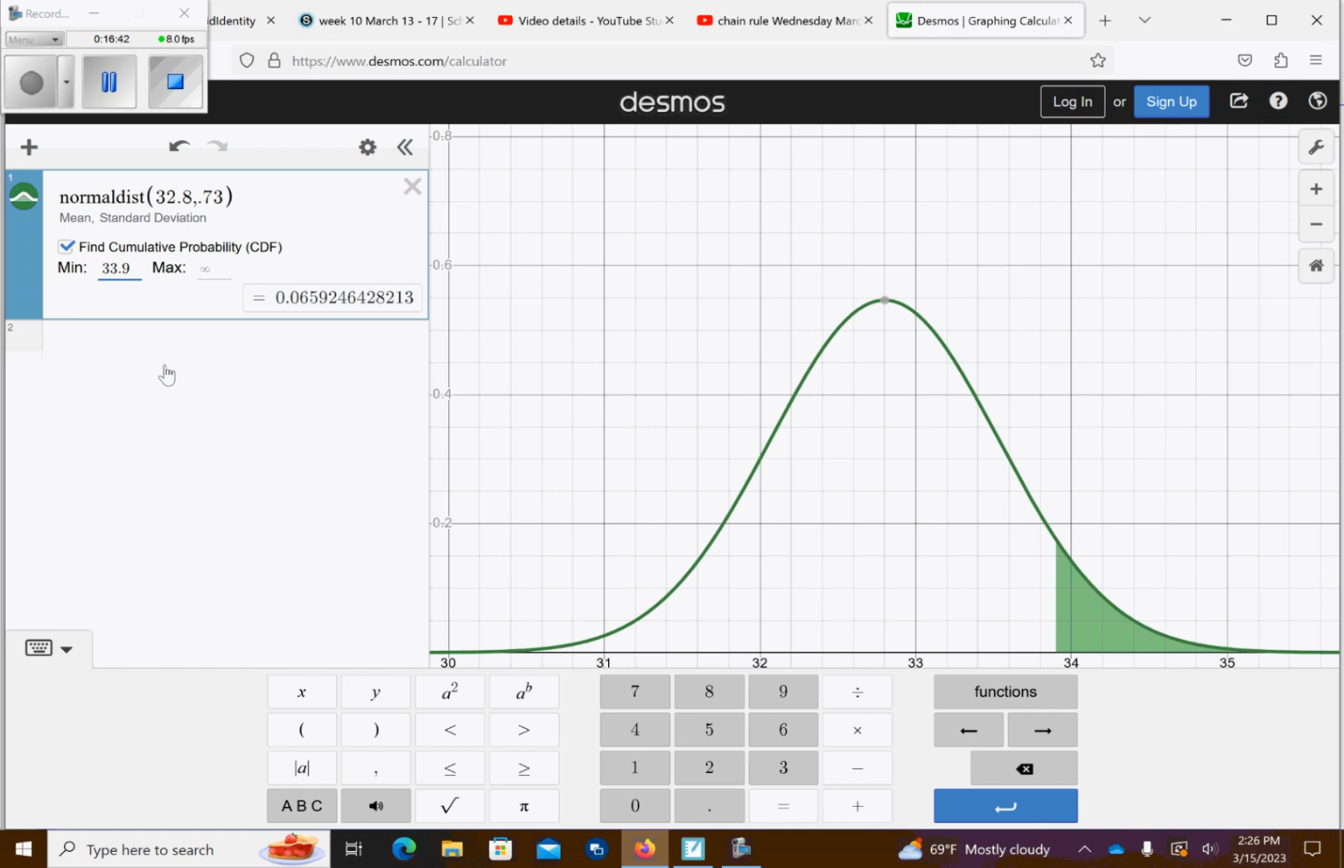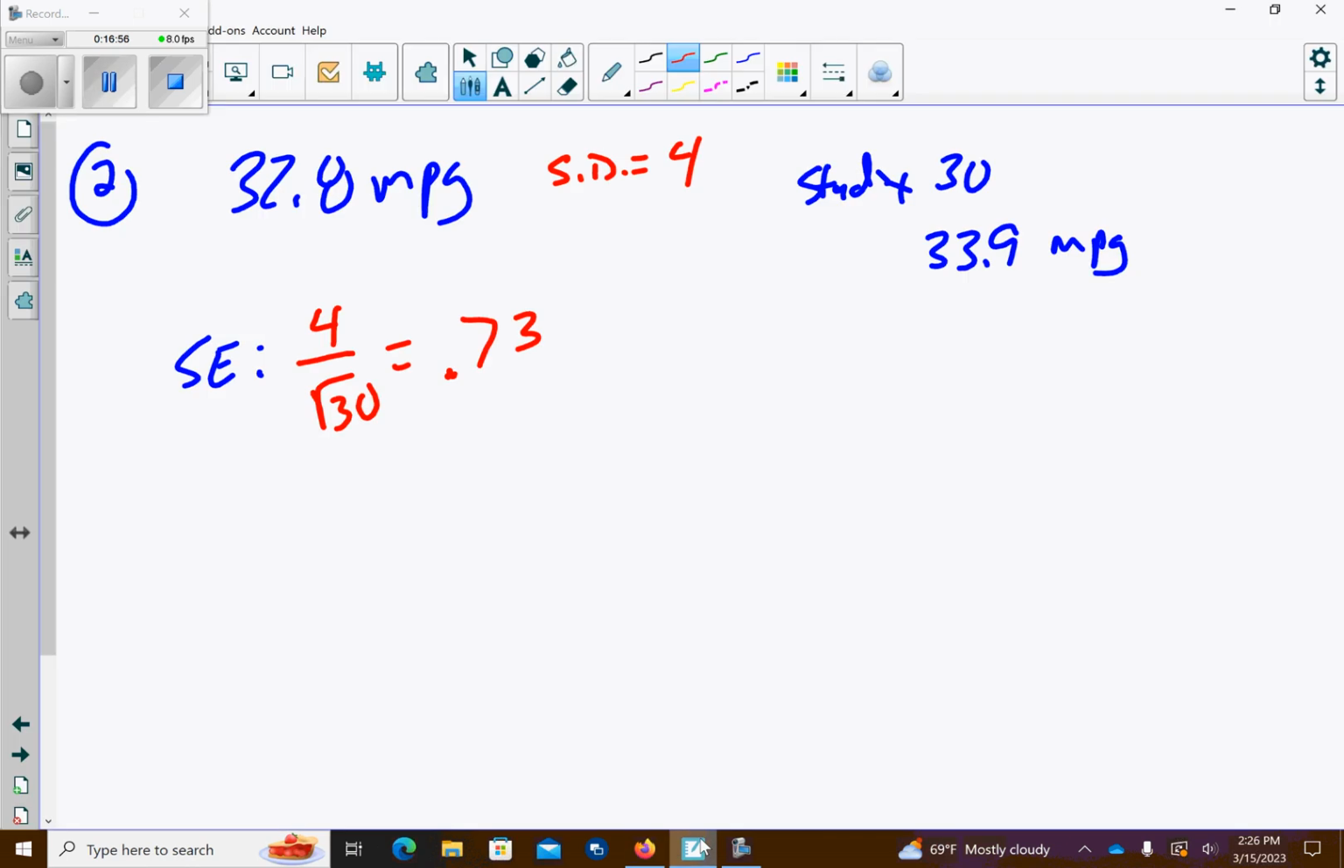So remember, the p-value, if it was less than 0.05, that meant something. So this is getting closer, and we're just finding the p-value at this point. That's your answer there. All right, let's go to number 3.